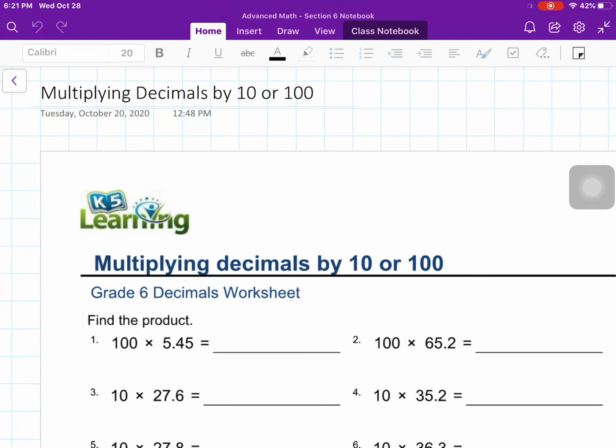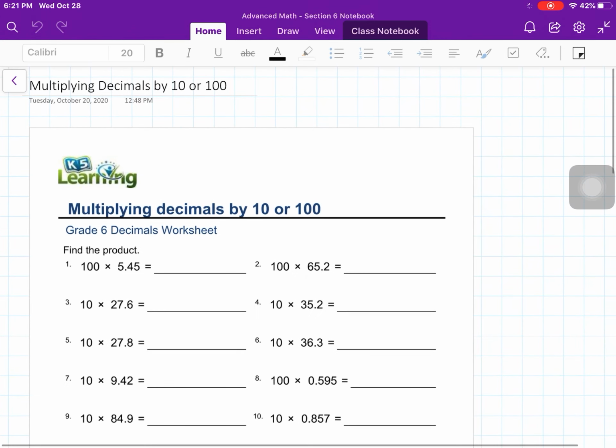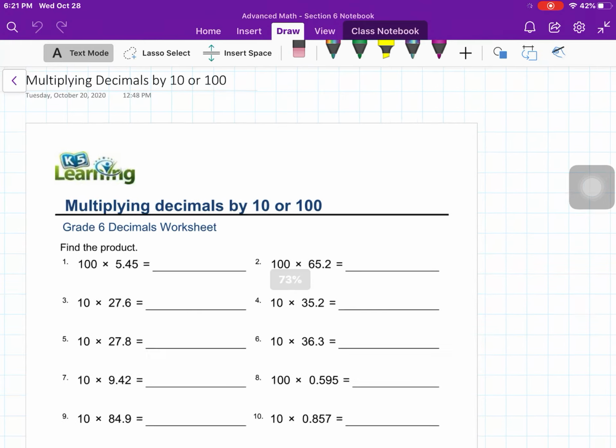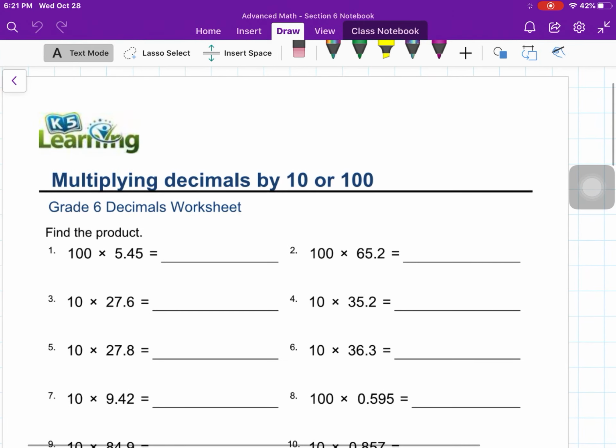All right, when we multiply decimals by 10 or 100, the process is really very simple. It's much like the process we did when we had a decimal in our divisor, when we did dividing, how we had to multiply it by 10 or 100 to move it to the end of the number. That's how easy it is to multiply by 10 or 100. You don't even really have to set the problem up. It's really more of just moving that decimal point a number of places to the right.